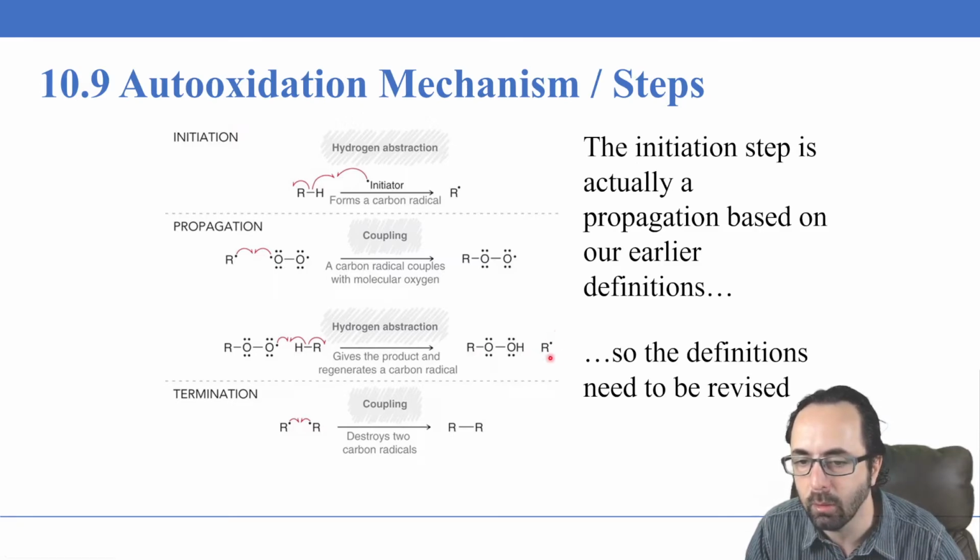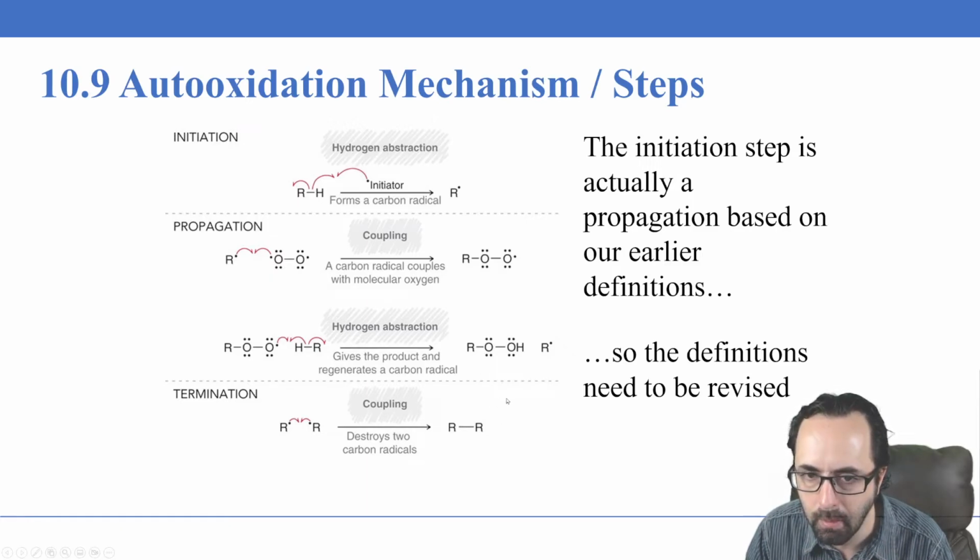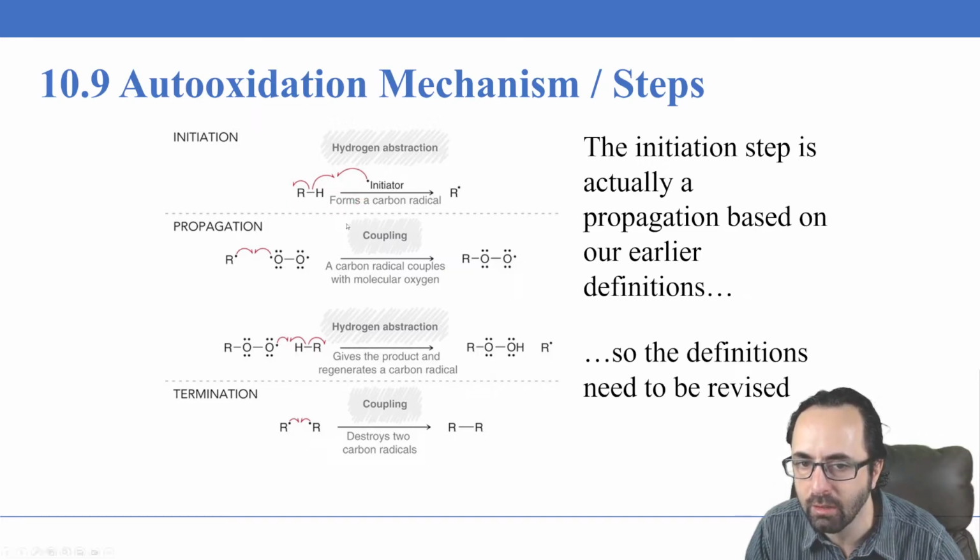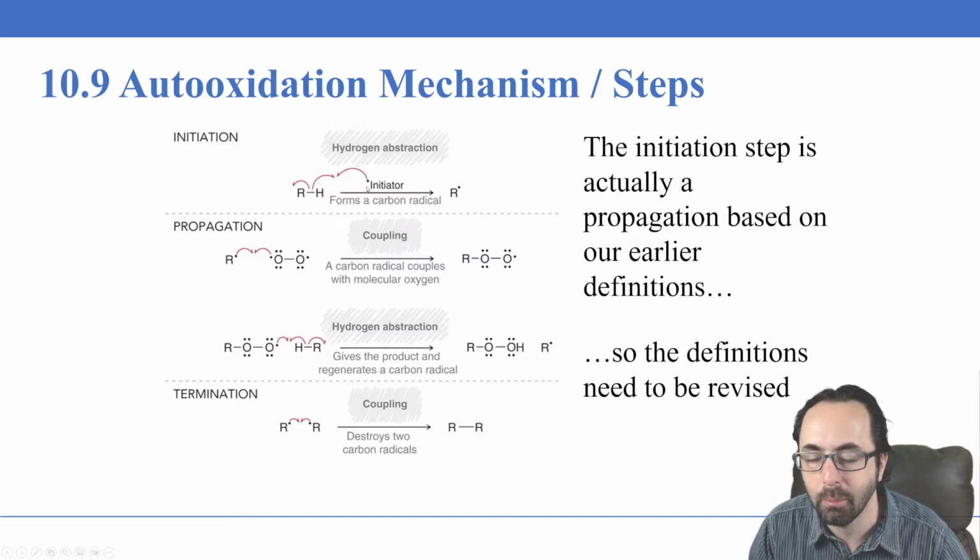And then the termination here would be just all these radicals coupling. And there are other potential coupling reactions that could occur too, right? We have this radical which could couple with it, but this is the main coupling reaction. So notice that this is a bit different than most initiation reactions. Usually the initiation reaction, if it's with a halogen, involves a homolytic bond cleavage, but this one does not.